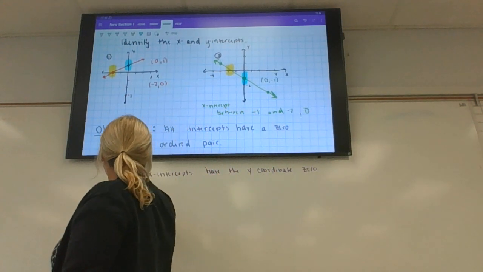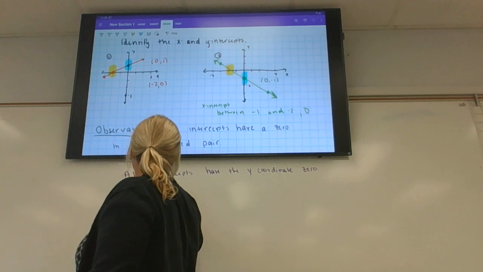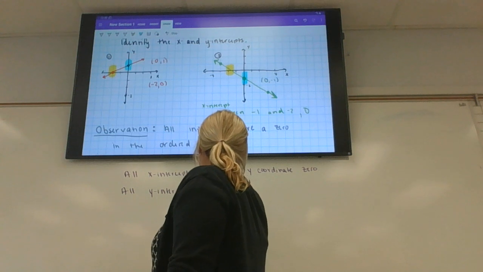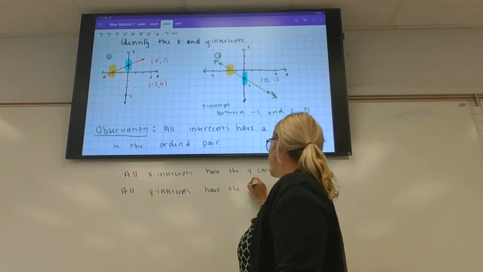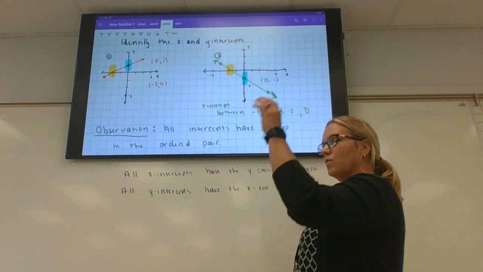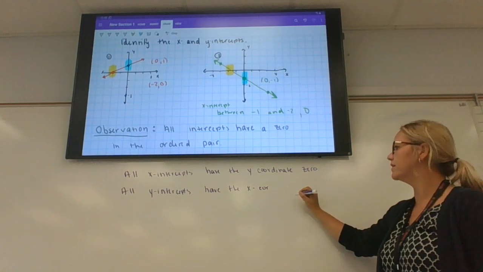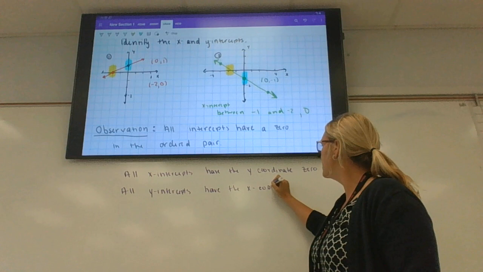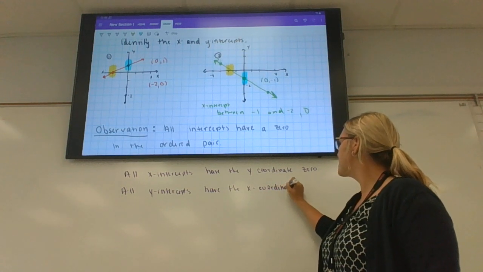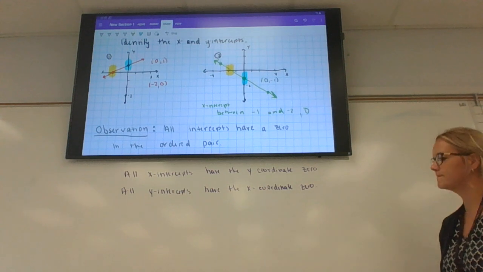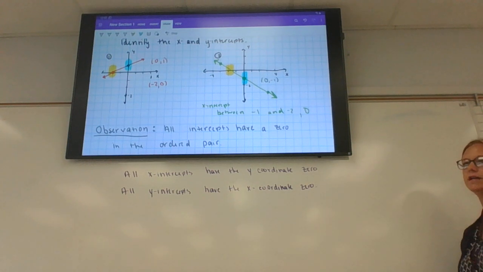And then all y-intercepts have the x-coordinate of 0. Because if you're on the y-axis, then the x value there is 0. So intercepts and zeros go hand in hand. If you're on an axis, you've got to have a 0 for either the x or the y.